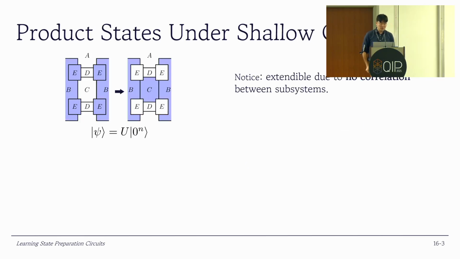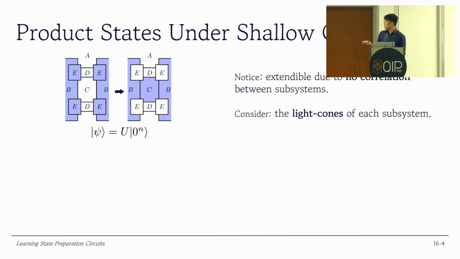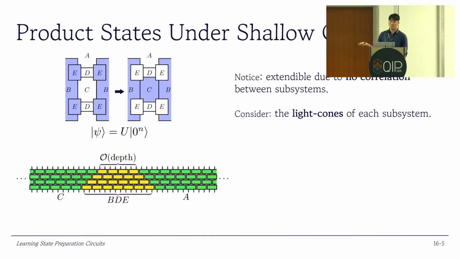Now, notice the following. Notice how the product state, when we first discussed it, was extendable due to the fact that there was no real correlation between the subsystems. Because there's no correlation, we just append and trace out, essentially. So if we apply a shallow unitary onto the product state, consider the effect of that unitary as we can see via the light cones of each subsystem in our product state. Here's, say, C and A and the rest of the system as an example. So the light cone of C and A is like this.